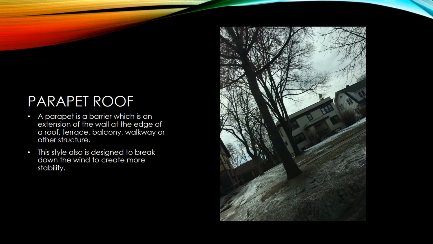All right, next here we have the parapet roof. A parapet is a barrier which is an extension of the wall, at the edge of a roof, terrace, balcony, walkway, or other structure. The word comes ultimately from the Italian parapetto. This style also is designed to break down the wind to create more stability.